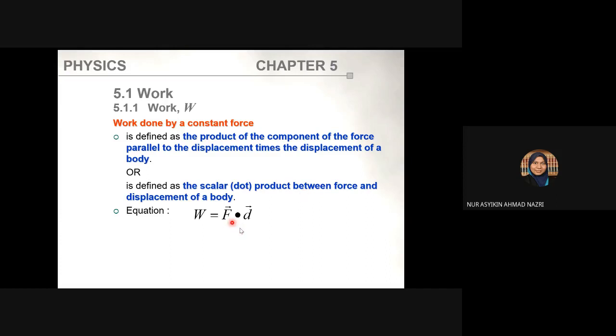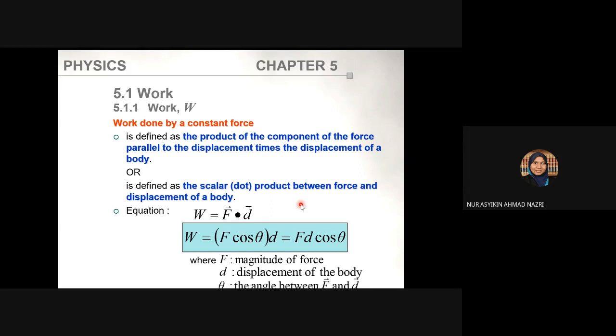Alright. So F dot D. So both are vectors, but because of the dot operation, okay, then it produces a scalar product. Okay, scalar product. So both need to be parallel. Okay, sebab dia dot kan. Dot bila dia parallel yang dia akan jadi equal to 1.